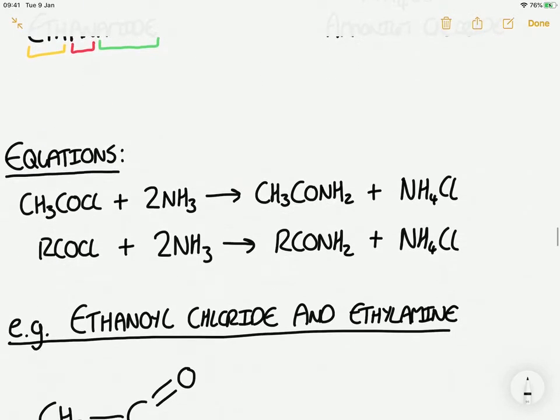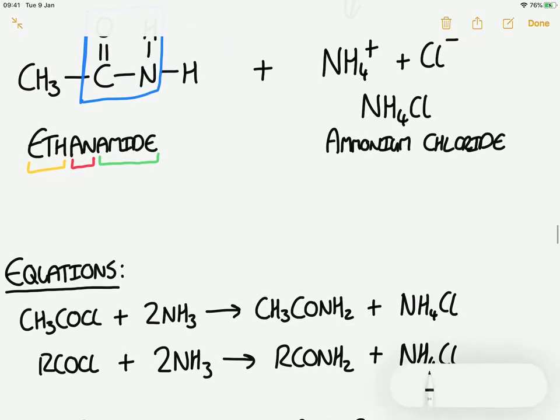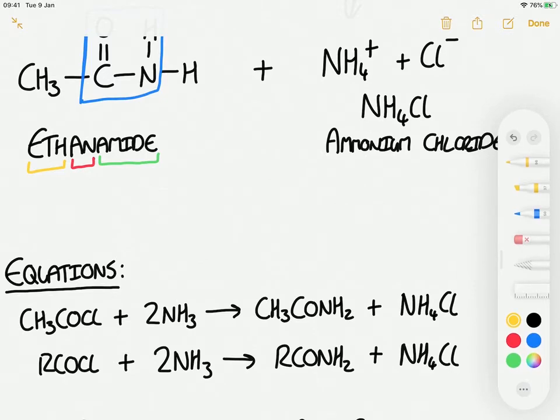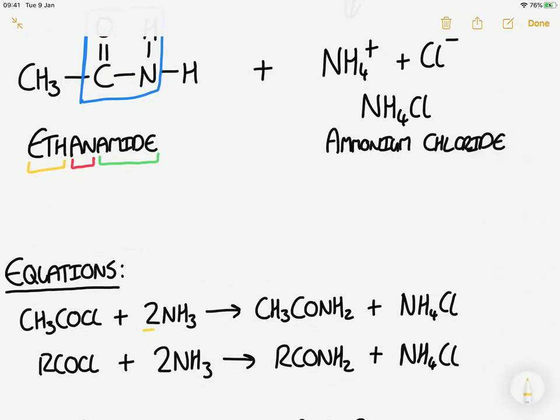So then, equations. This is why we have to do this strange version of the mechanism that has that extra detail in. When you write the equations, you have to reflect the fact that 2 moles of ammonia will react, okay? And you have to have the ammonium chloride as your other product. Like I said, there's an issue with this to do with how the A level treats amines as bases, but we won't worry about that just yet.